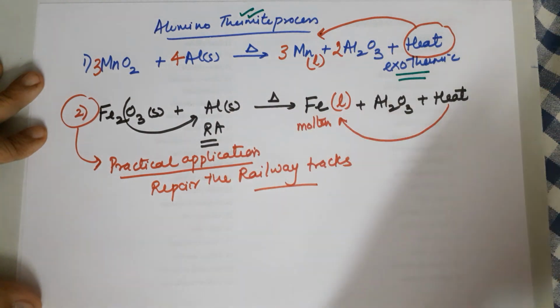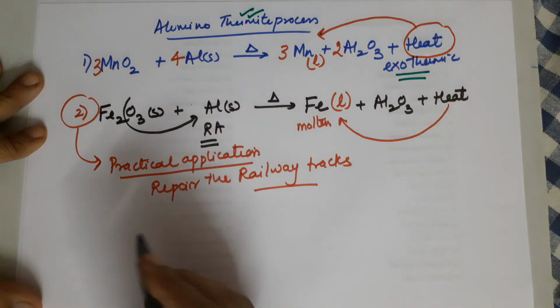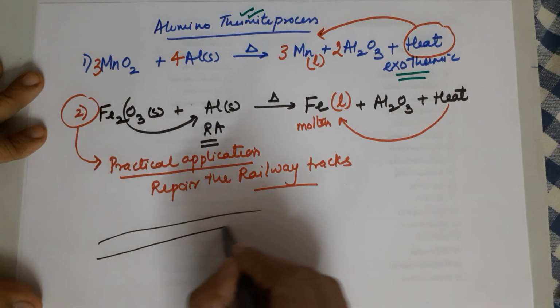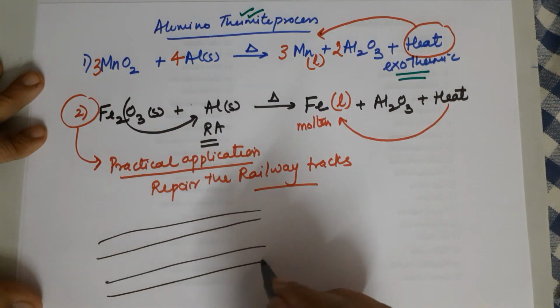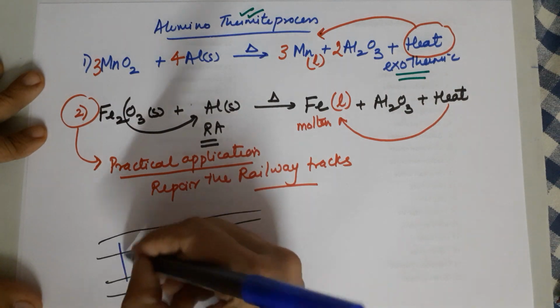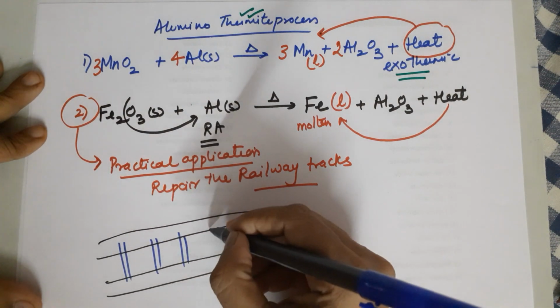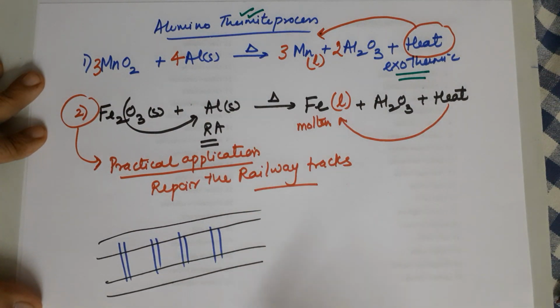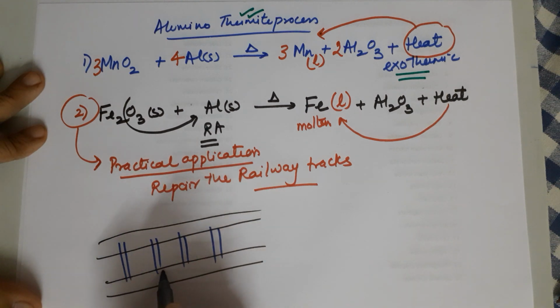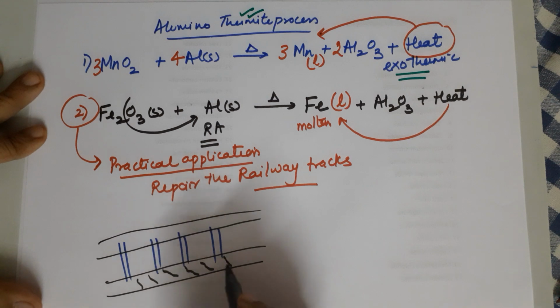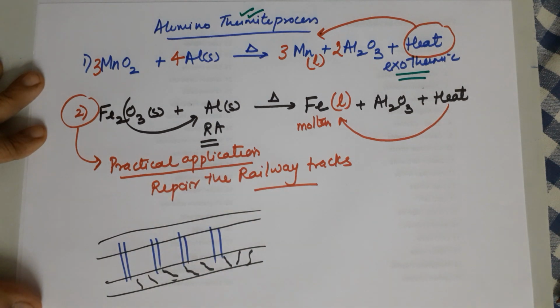We use this method. Let's take this to be a railway track. This is your railway track, one of the railway tracks, and these are your bars in between. This is how the track looks like. Let us assume this iron railway track has developed cracks in it. Now, if there are cracks in it, then this needs to be replaced.